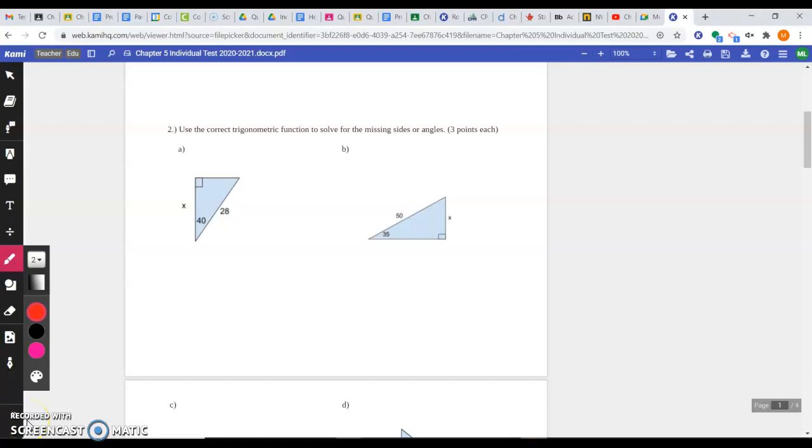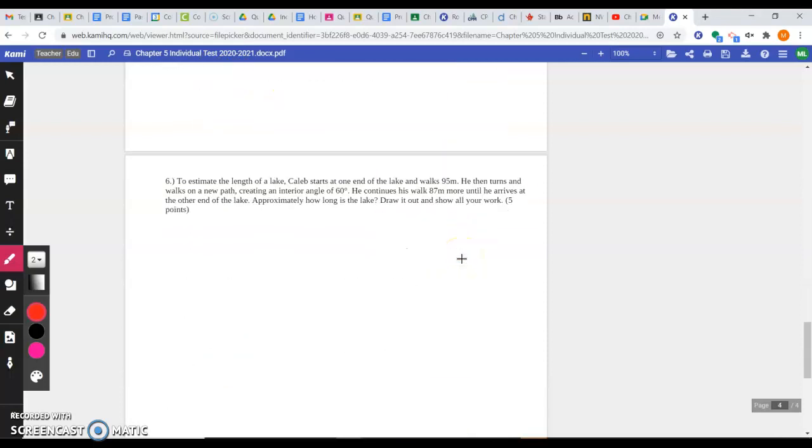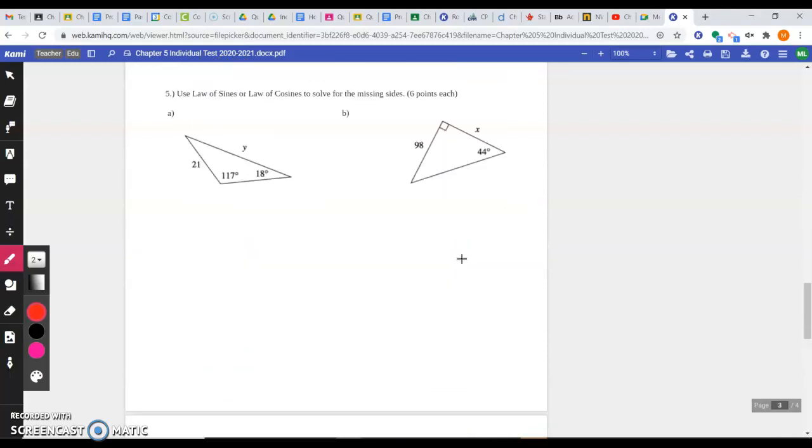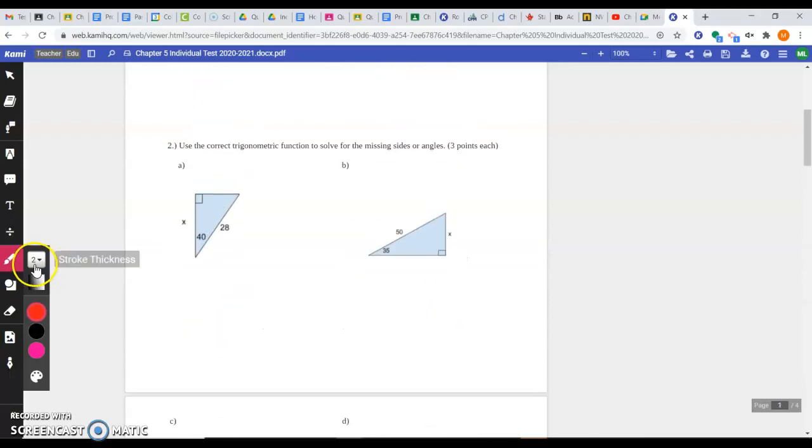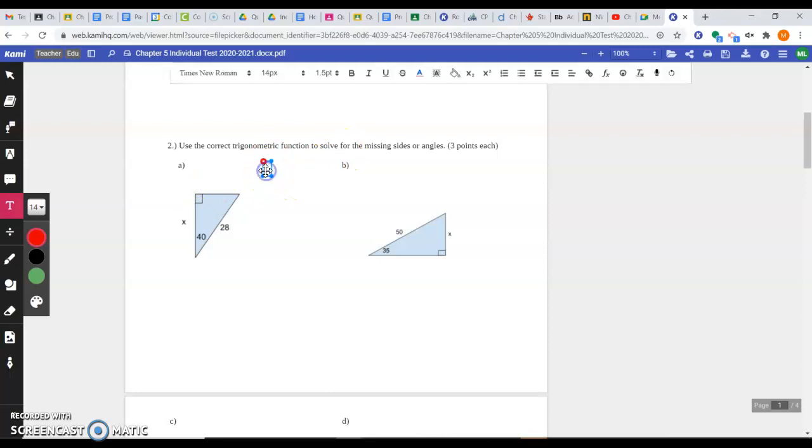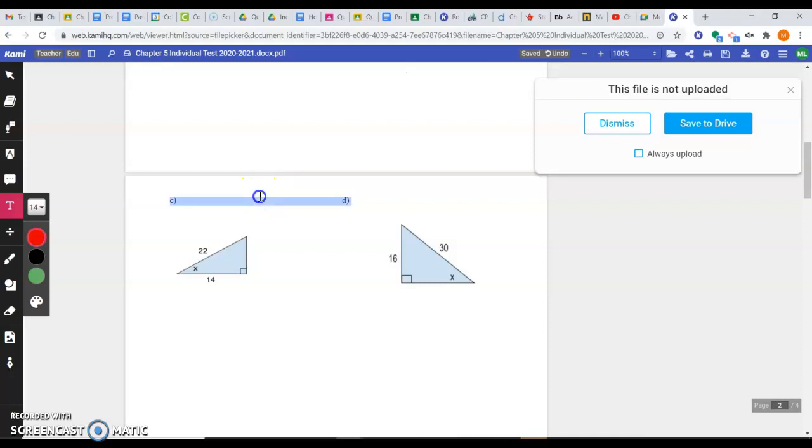Okay, here's a video explaining what to do on problem 2 from the individual assessment on chapter 5, and what to do on problem 6 on the individual assessment from chapter 5. In problem number 2, in A and B, we're going to be using trigonometry. In C and D, we're going to be using inverse trigonometry.